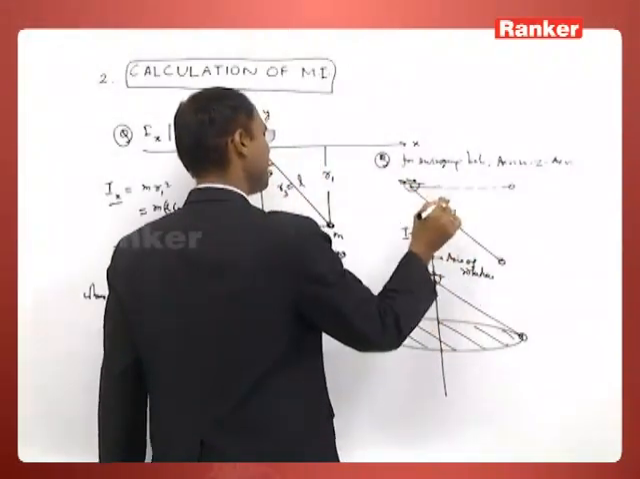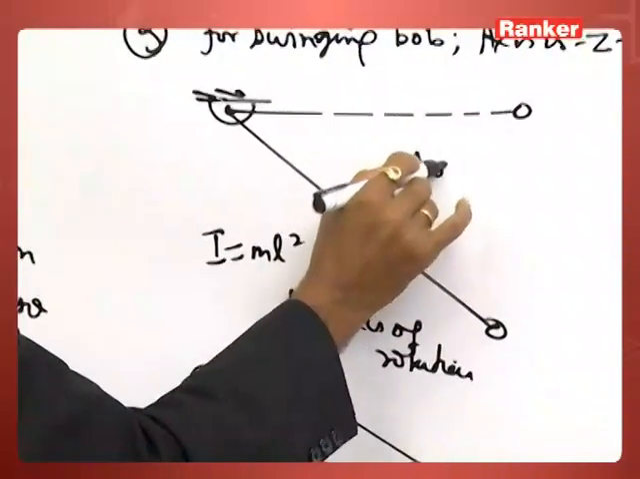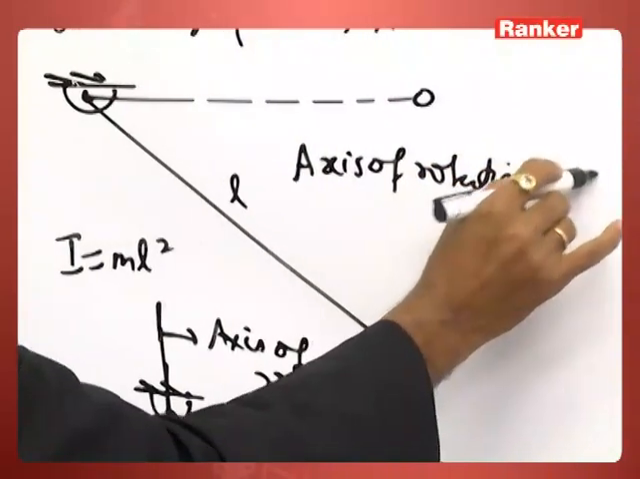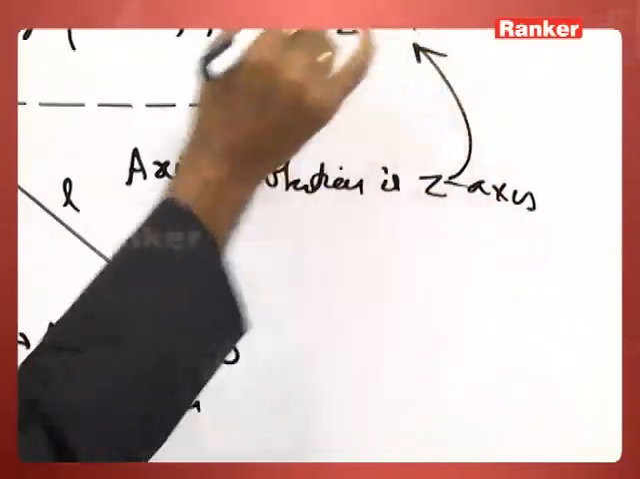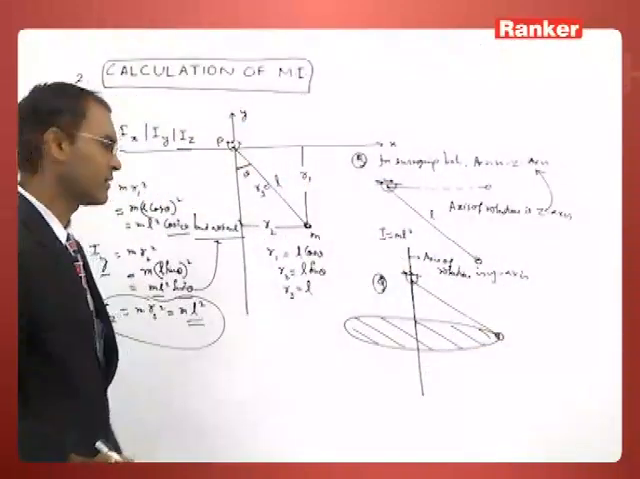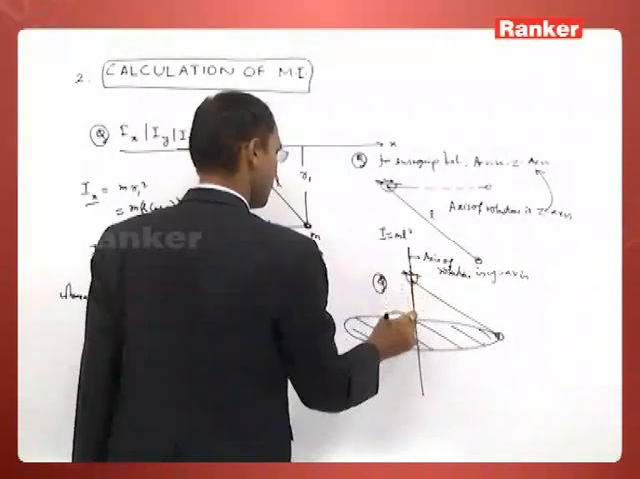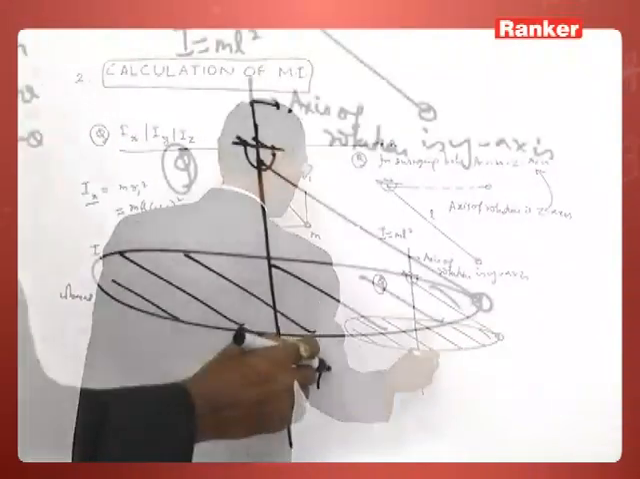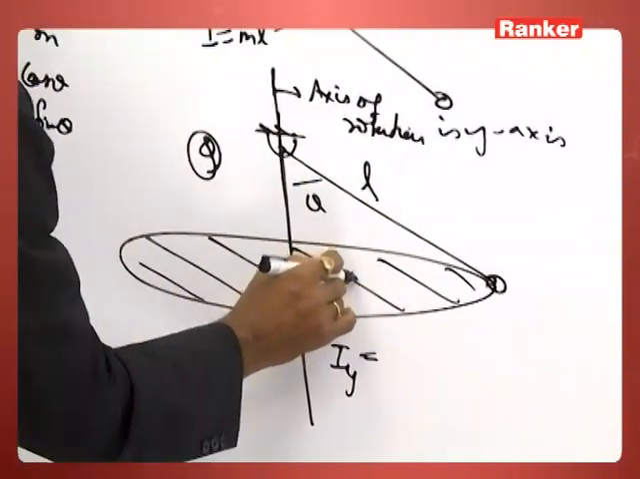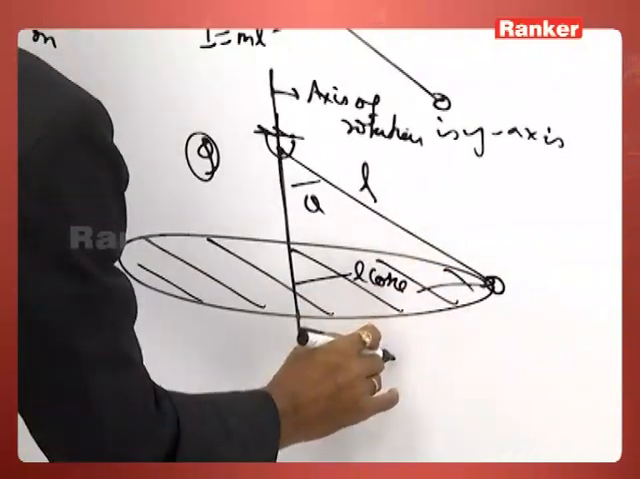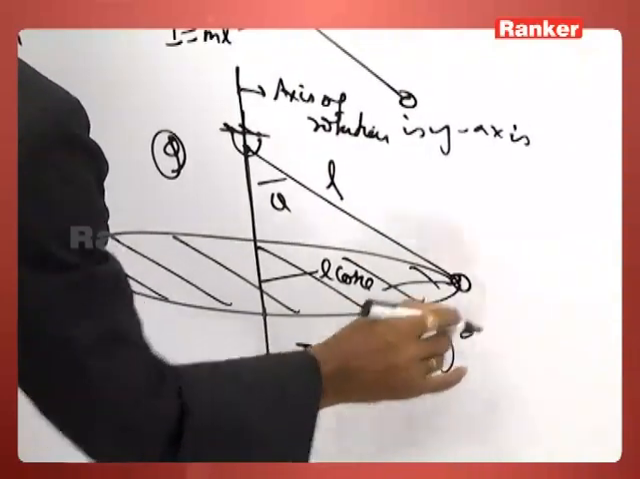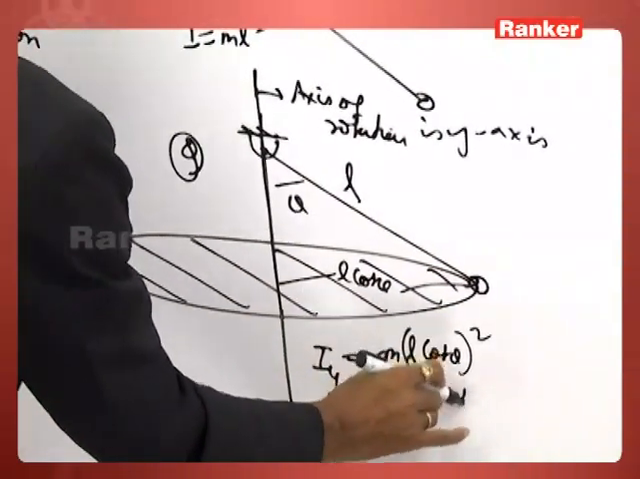And here the axis of rotation of the string is the z axis. Here the axis of rotation is the y axis. So here the moment of inertia will be Iy equal to ml cos theta whole square, that is, ml square cos square theta.